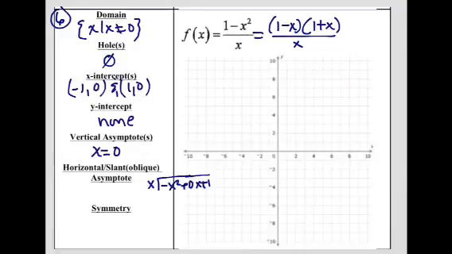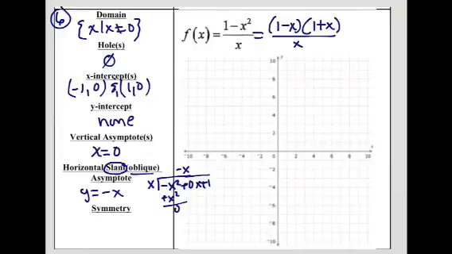So x goes into negative x squared, negative x times, then you subtract, so that means adding the opposite, and you bring down 0x, but 0x is 0, right? So that's it. The remainder is 1. So we don't care about remainder, remember? We only care about the quotient, so negative x. That's your slant asymptote in this case, or oblique. Same thing.